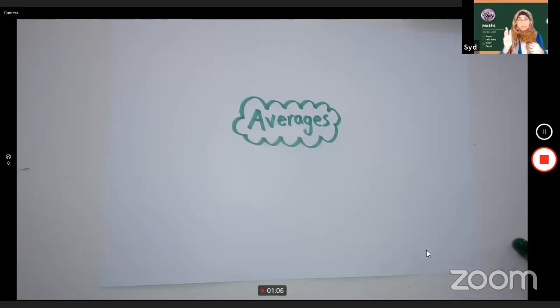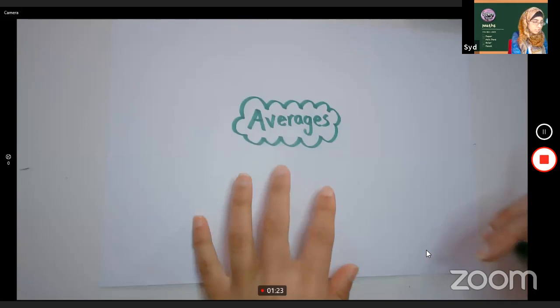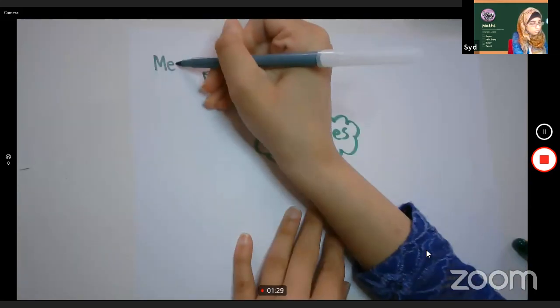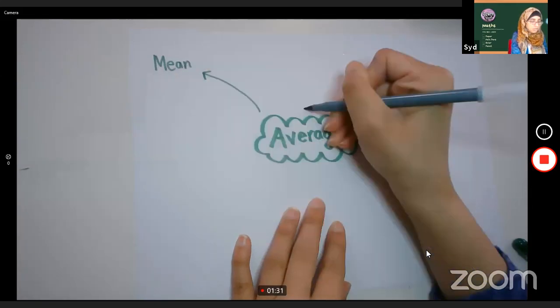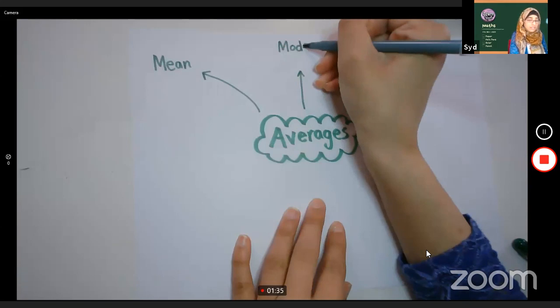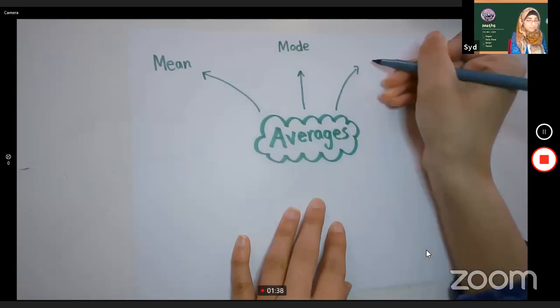So there's three different types of averages that we're going to look at. We're going to look at mode, median, and mean. Mean is a common one, and it sounds really scary. Mean, it's mean. So I'm going to grab a felt tip here. We're going to write three different types. So we've got mean, we've got mode, and finally we've got median.